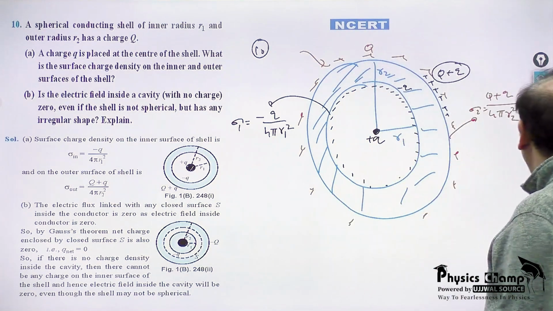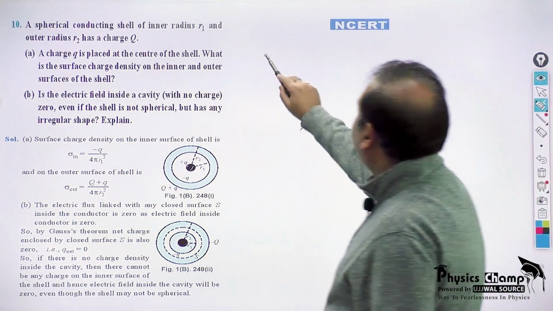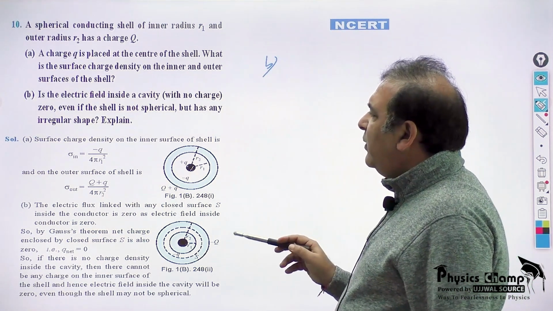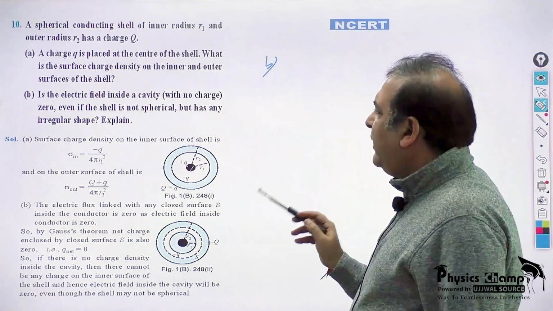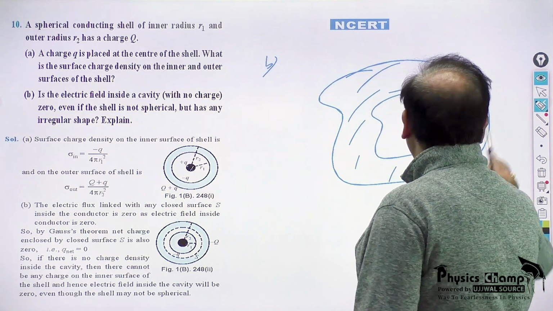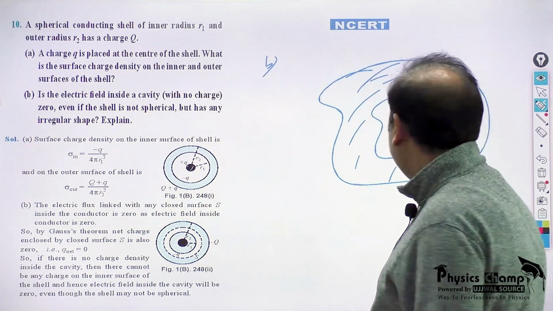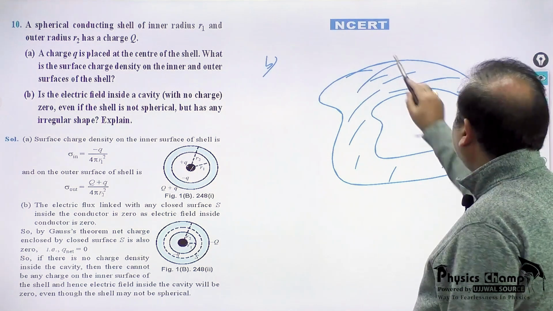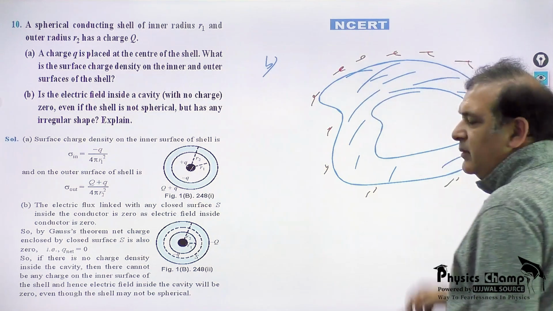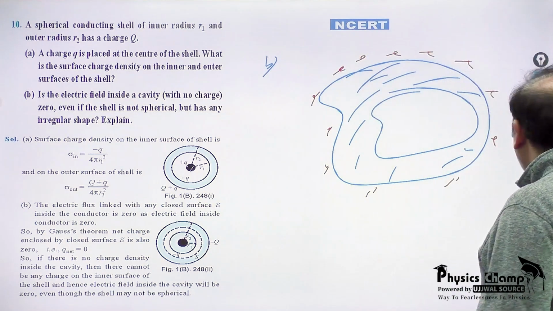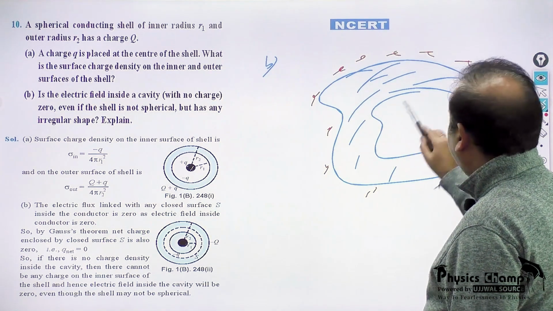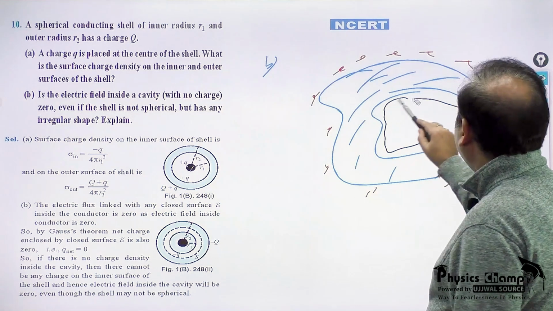B part. In B part we are asked, is the electric field inside the cavity zero even if the shell is not spherical but of any irregular shape? So just imagine that you have a conductor like this, and the charge is outside, no charge inside. In that situation, the question is about the electric field inside the cavity. So look for the electric field inside the cavity in this case.